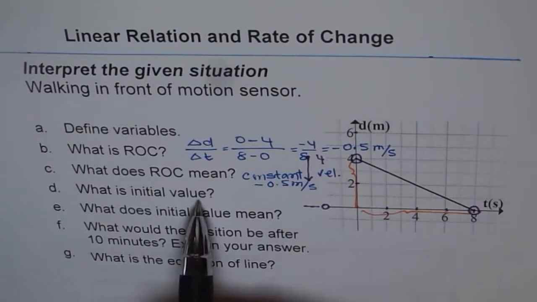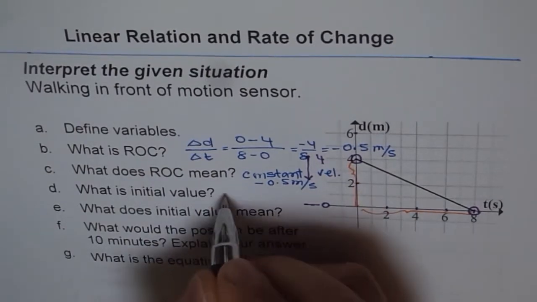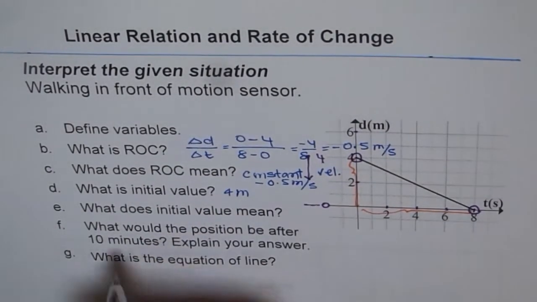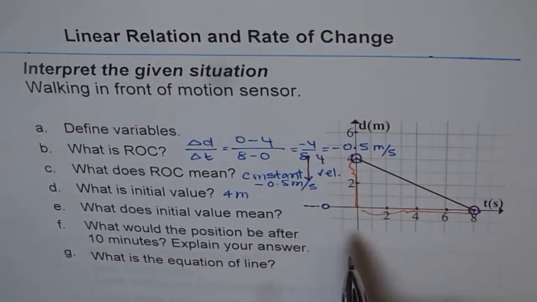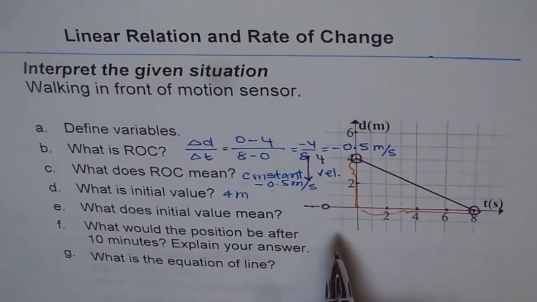What is the initial value? Initial value is 4 meters. What does the initial value mean? It means that the person started 4 meters away from the motion sensor. That is the initial position, the starting point, right?